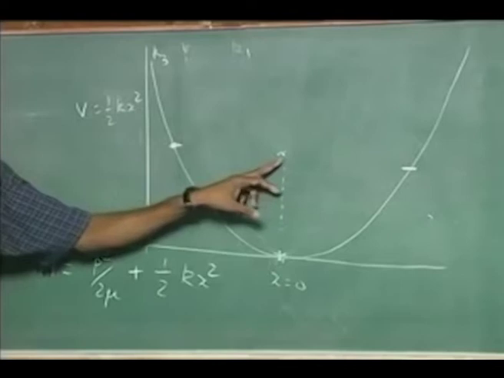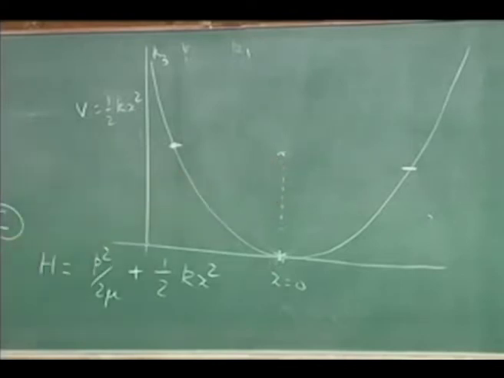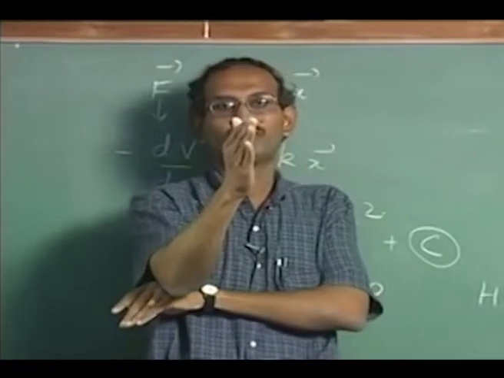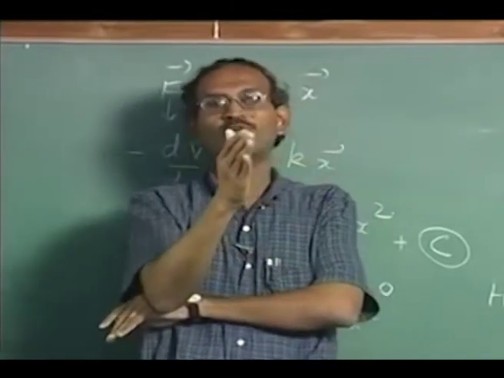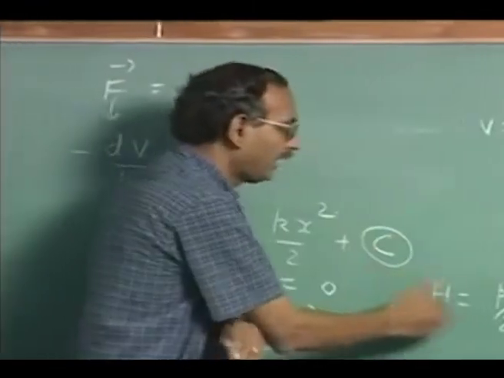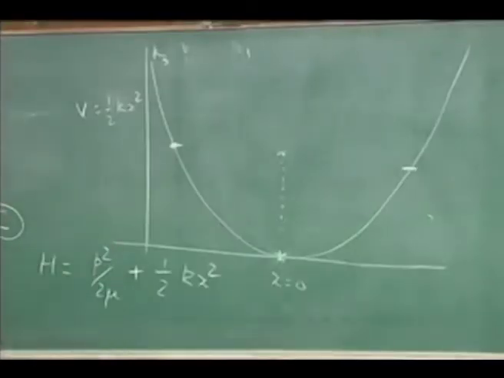At this point the potential energy is 0 because there is no displacement. The oscillator has come back to its exact equilibrium position, and therefore there is no potential energy associated with it. All the energy H is p square by 2 mu. There is no potential energy involved.